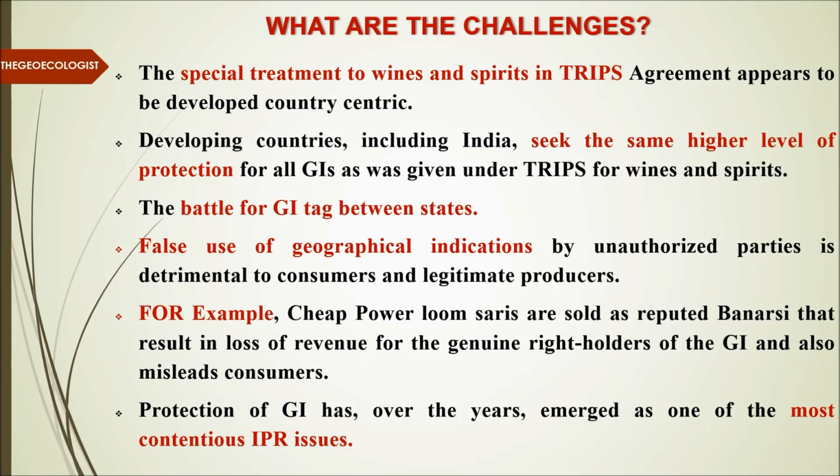False usage of geographical indications many times is another issue. For example, cheap powerloom saris are sold as reputed Banarasi saris, and people keep complaining of fake products, as we discussed, right? So protection of GI has these major issues of fake products. These are the major challenges, and there are many contentions and disputes between different parties for the rights over those tags. Many people claim, no, this is my product, I have made it, or we have been traditionally doing it. Many times there is even a dispute between states. Okay, so this is the major challenge.